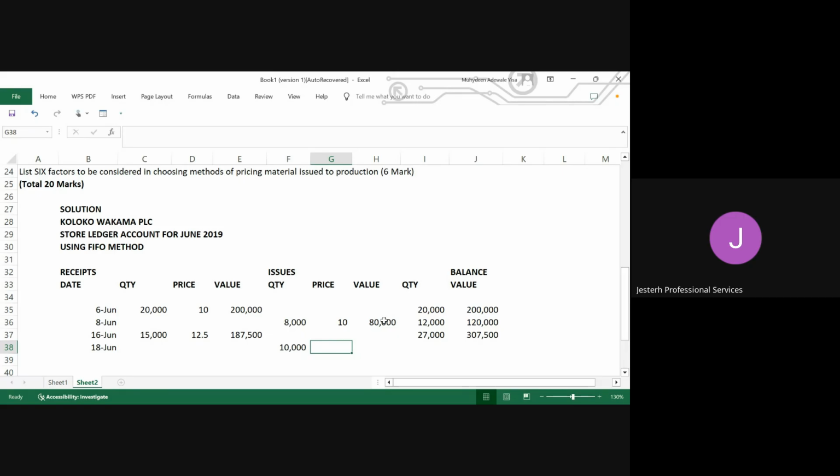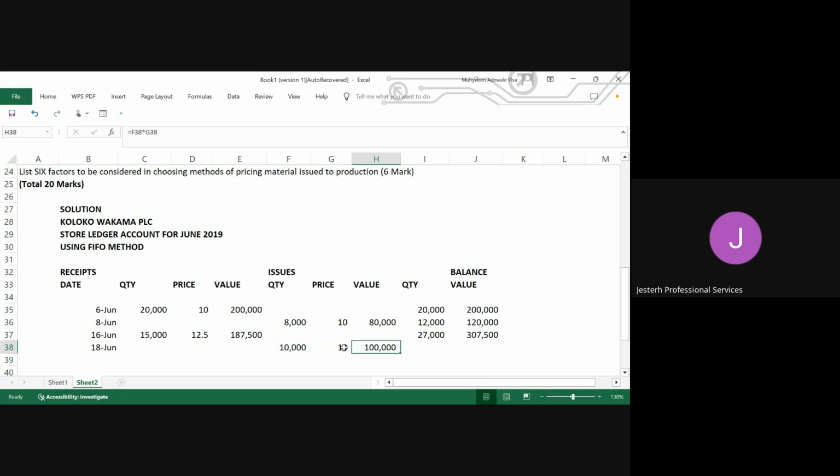Even though on the 16th, we purchased another 15,000, we are not going to consider the new one that we just purchased. We still need to issue out from the old stock. Now, what is the price per unit of the old stock? It is 10 naira per unit. And then we are issuing out 10,000 from the 12,000 of the old stock. Now, just multiply this so that you can get the value of what you are issuing out.